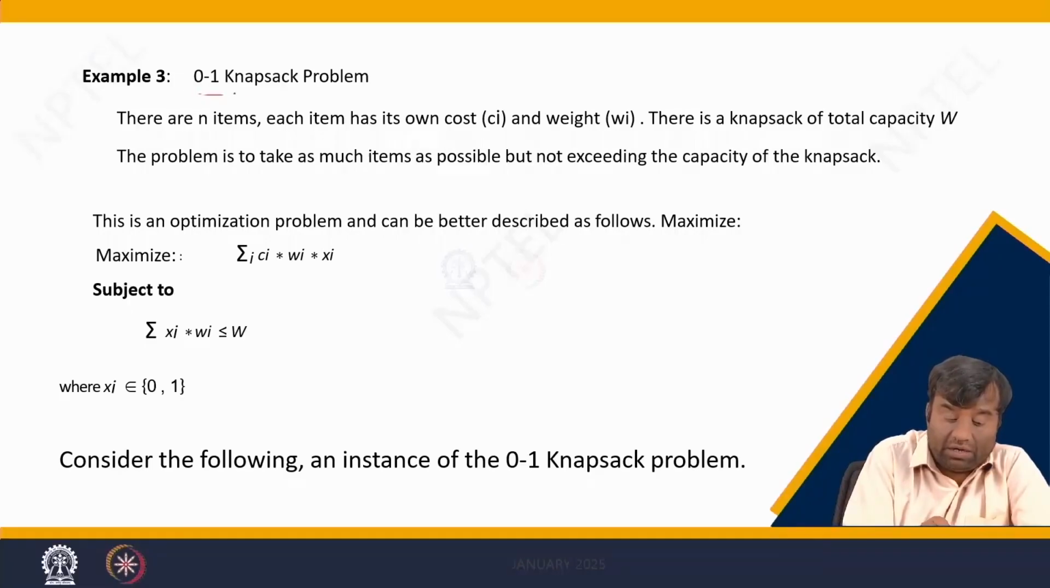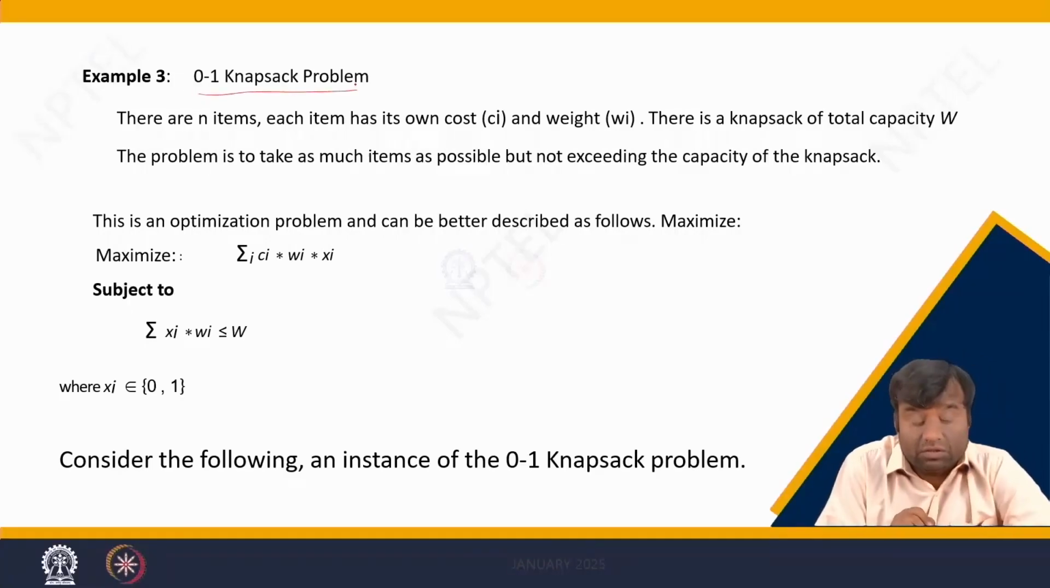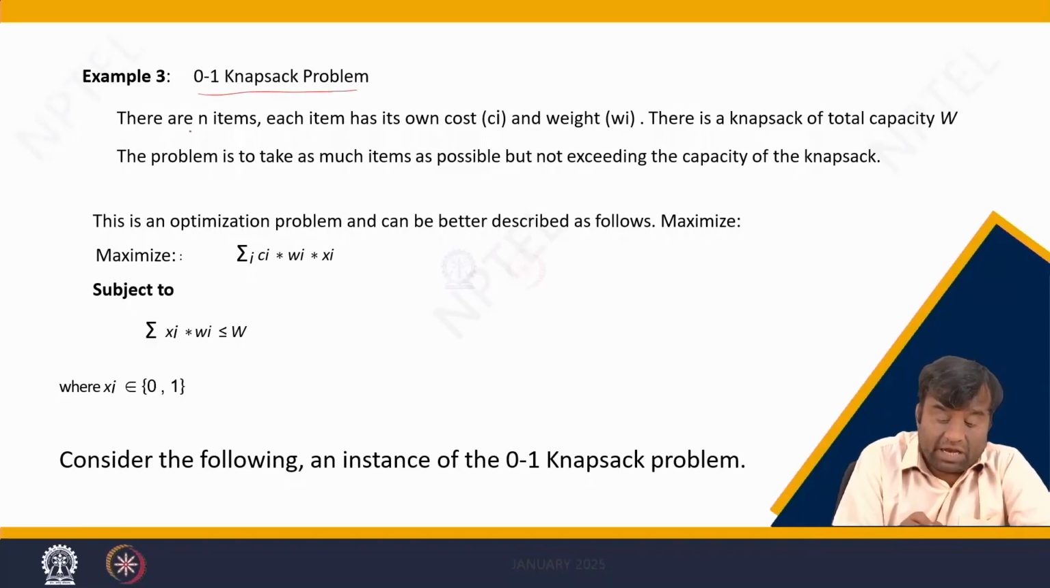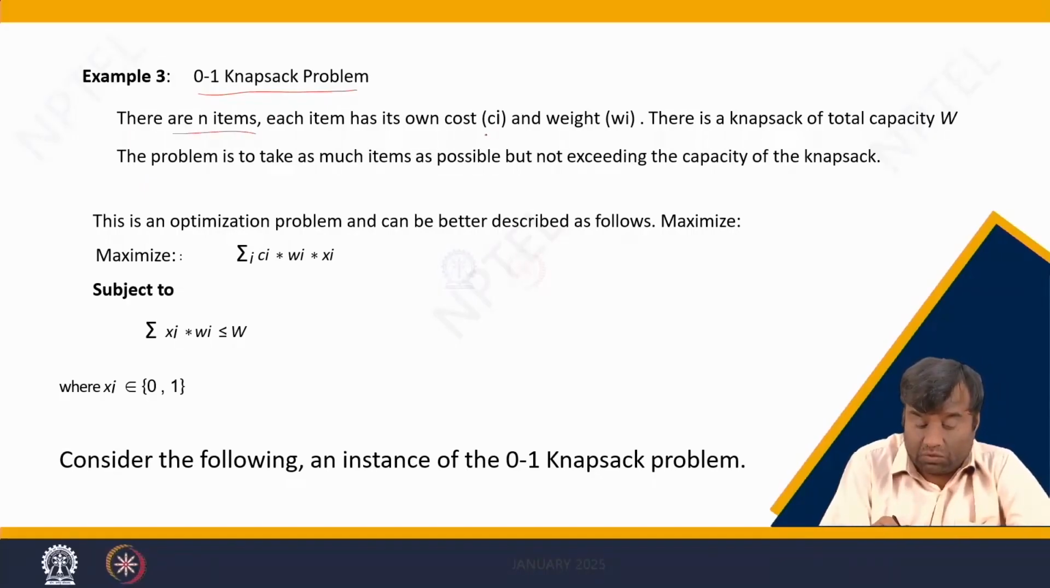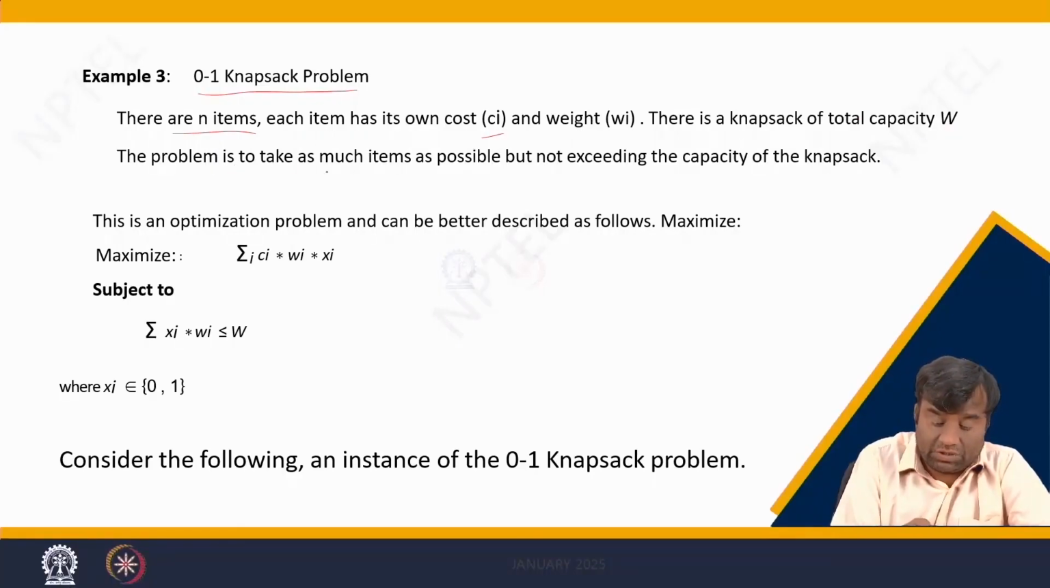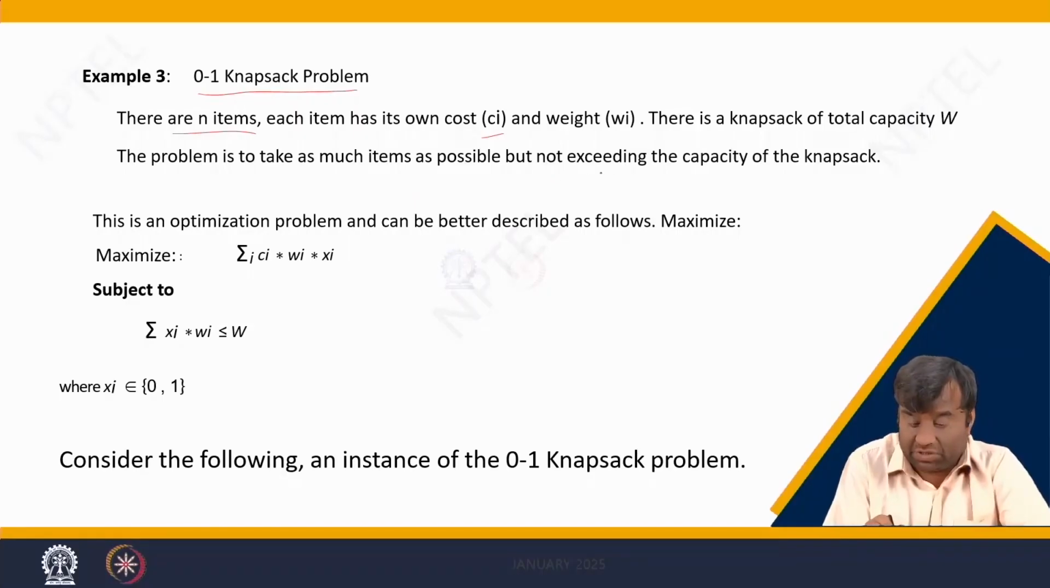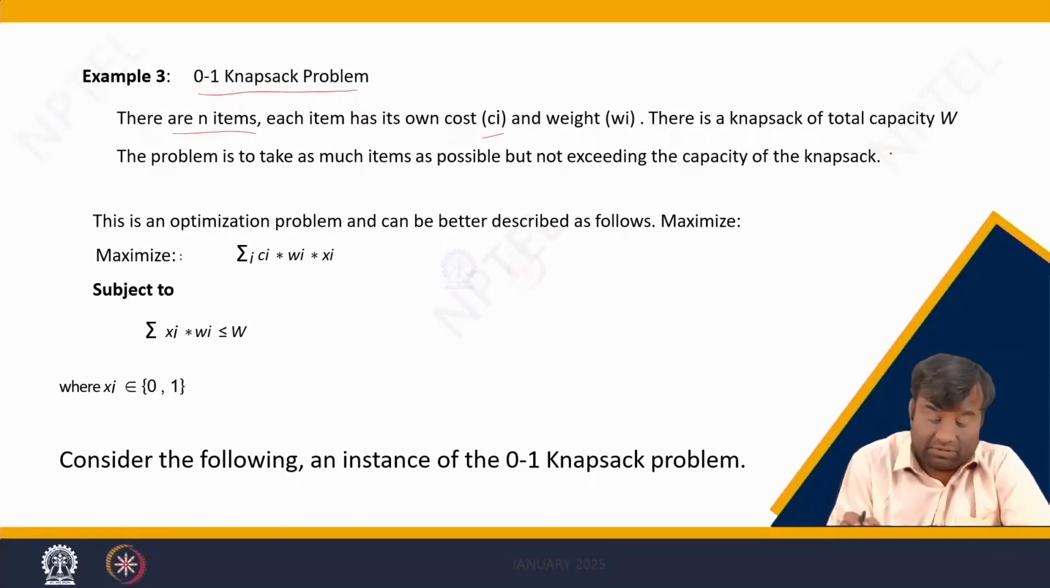So for 0 1 knapsack problems, as you know the knapsack problem, there are n items. Each item has its own cost Ci and weight Wi. There is a knapsack of total capacity W. The problem is to take as many items as possible, but not exceeding the capacity of the knapsack.